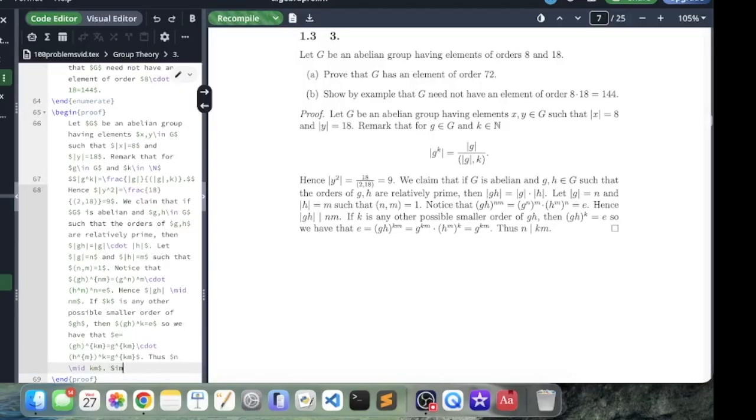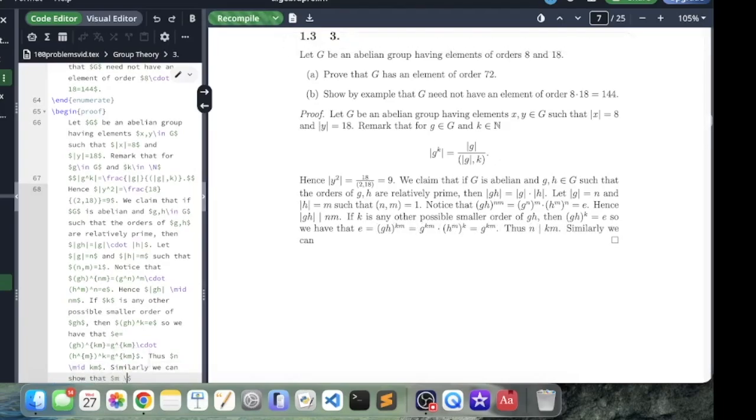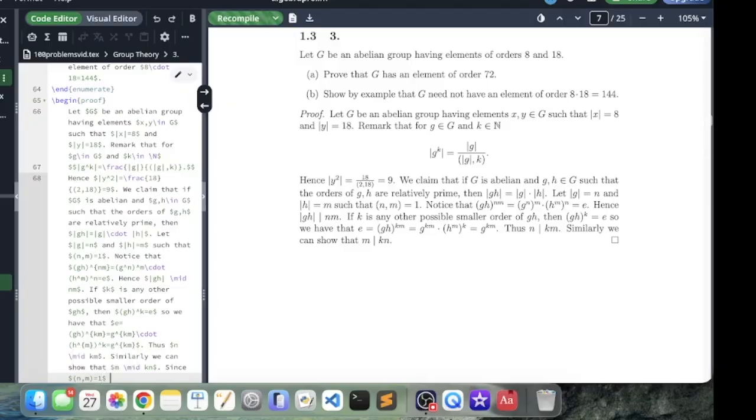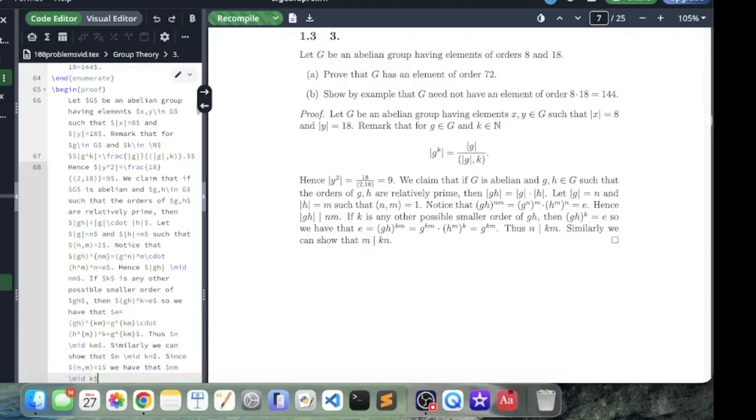And similarly, we can use the same logic, but switch m with n. Similarly, we can show that m divides kn. Okay, so we have n divides km and m divides kn. Since n and m are relatively prime, we have that nm divides k. Because n divides k times m, but n can't divide m, and m divides kn, but again, m doesn't divide n because they're relatively prime, so n times m has to divide k.